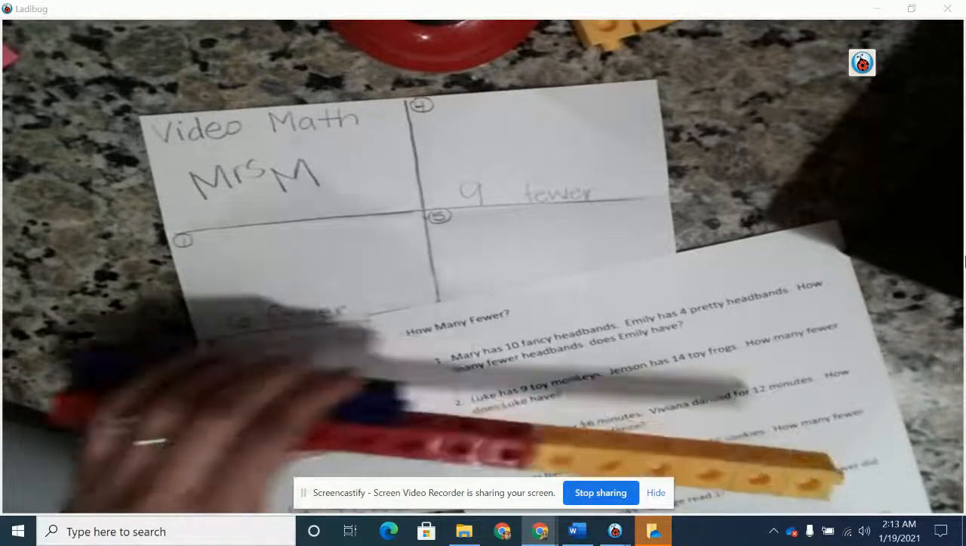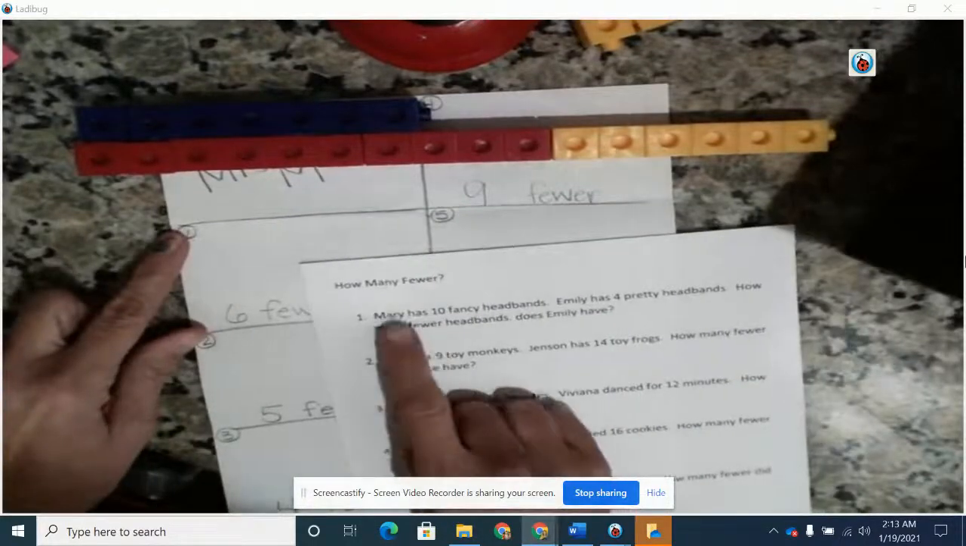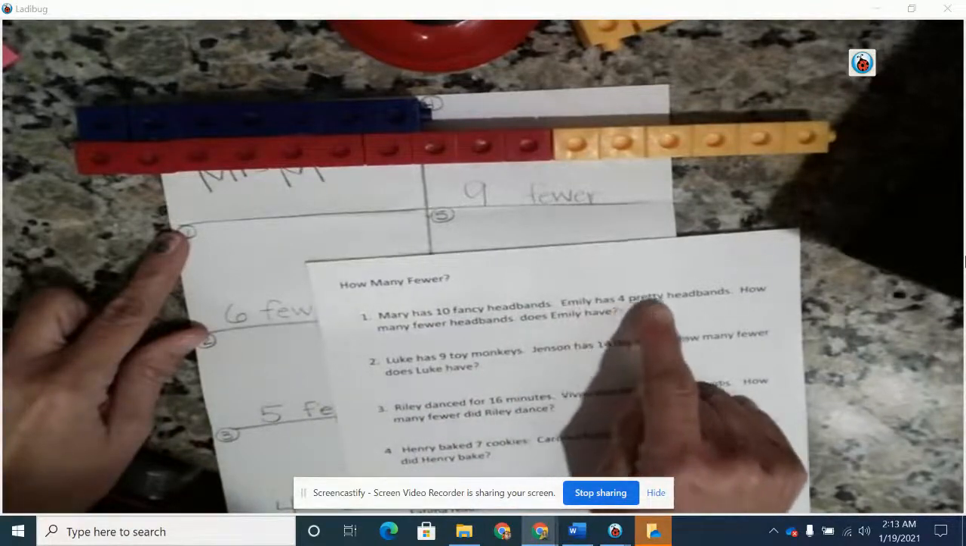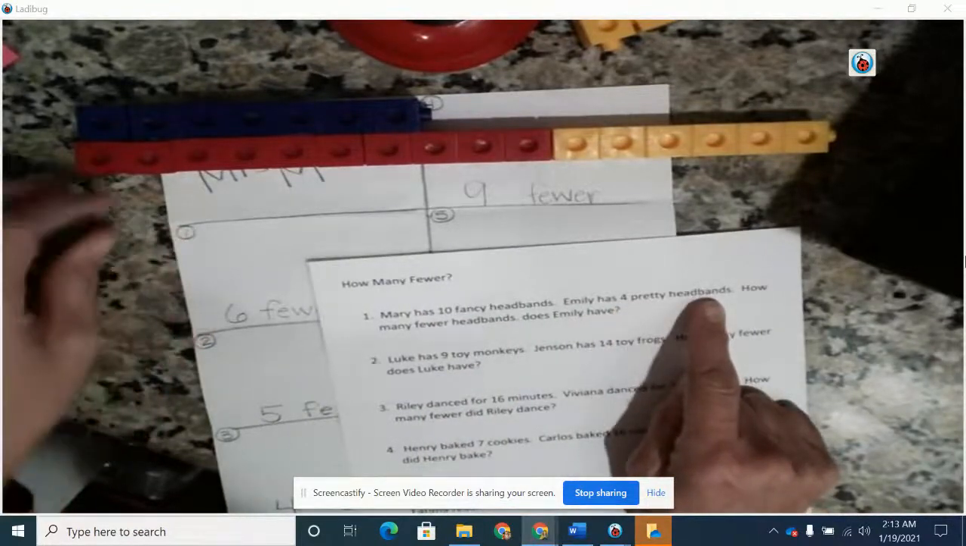Isn't there another way? Is there an equation I can write that gets me thinking subtraction? Because that's what difference is. So if I go back to number 1, it says Mary has 10 fancy headbands. Emily has 4 pretty headbands. If I take my 10 and I just take away 4, do I get the same number? If I just take 4 off of there? And it says 6. 1, 2, 3, 4. It's 6.